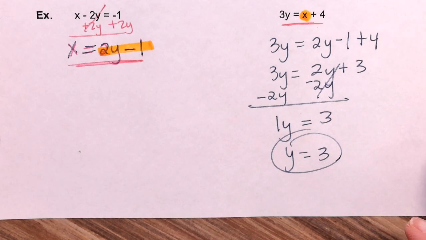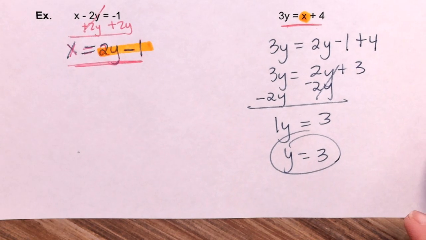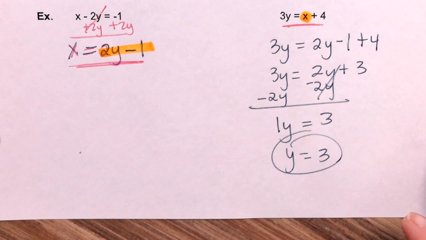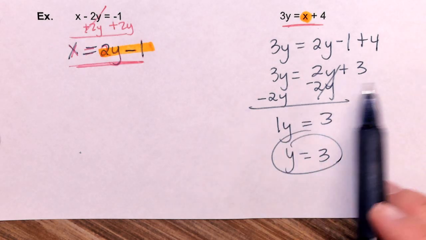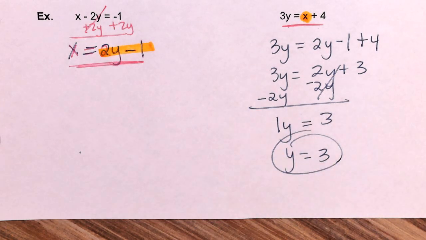I combined 3 and 9. 3 and 2. You have to move it to the left by subtracting. Remember, they're on different sides of the equal sign, so to move it, I have to do the opposite operation.